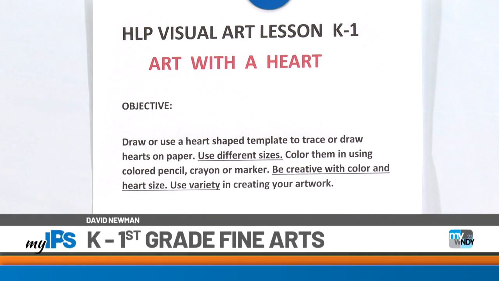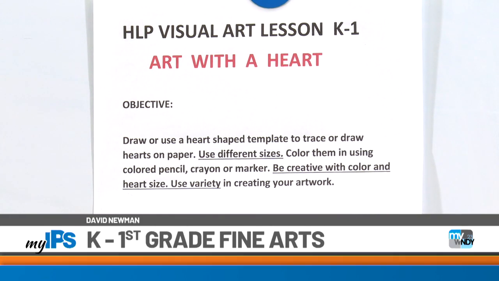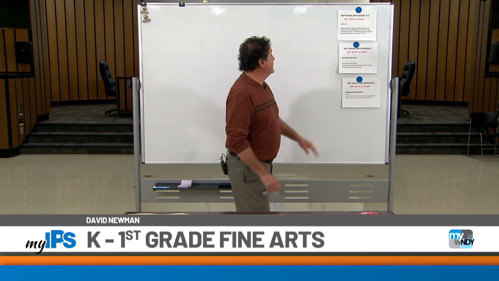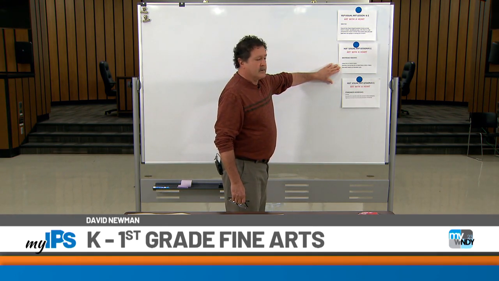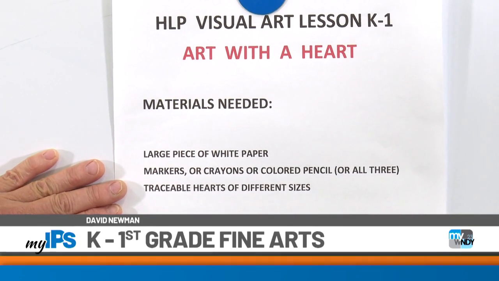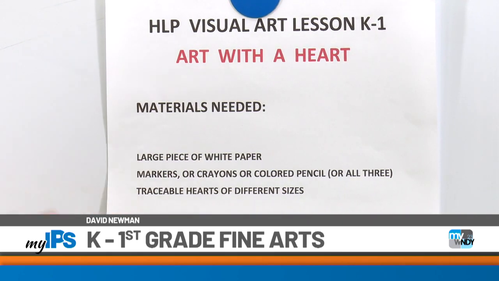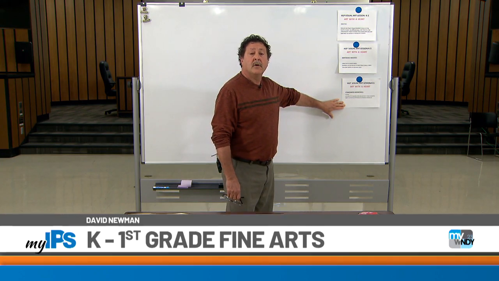Color in using colored pencil, crayon, or marker. Be creative with the color and your heart size. Use variety in creating your work. All right, the materials you will need today: a large piece of white paper, markers or crayons or colored pencil, or all three, and traceable hearts of different sizes. These would be the standards that we are addressing when we do this lesson.